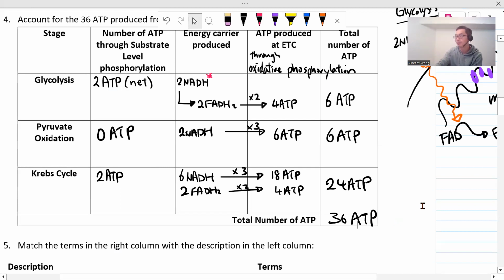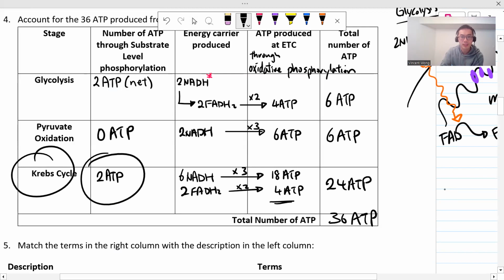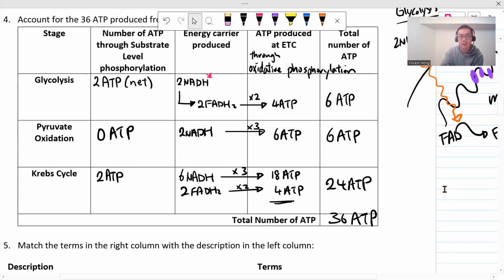Excuse me, Professor. You said 18 ATP and 4 ATP, so both of them are 22 ATP. Why 24? The Krebs cycle, 18 ATP plus 4 ATP, so 22 ATP. That's right. But then there are also 2 here. Okay, so together is 24. Together, okay, thank you. Any other question?